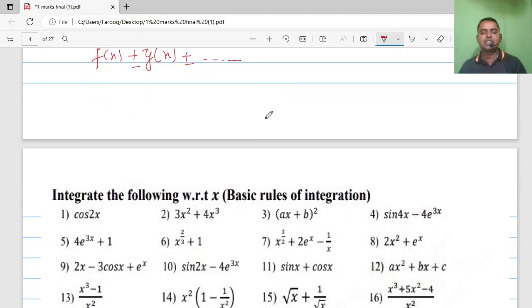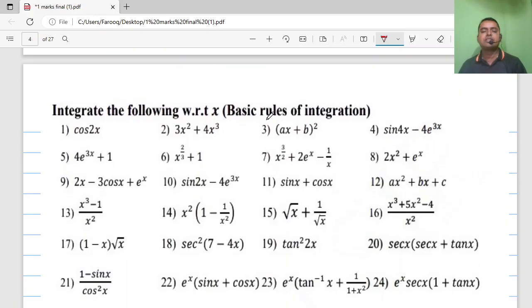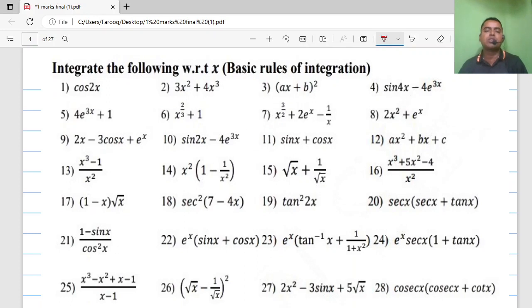Without wasting time, let us move to the important problems. Integrate the following with respect to x by using the basic rules of integration. These types of problems will appear for 1 mark questions. Let us solve the problems one by one. In this video we are going to solve only 20 problems, and in the remaining videos we will solve the remaining problems.